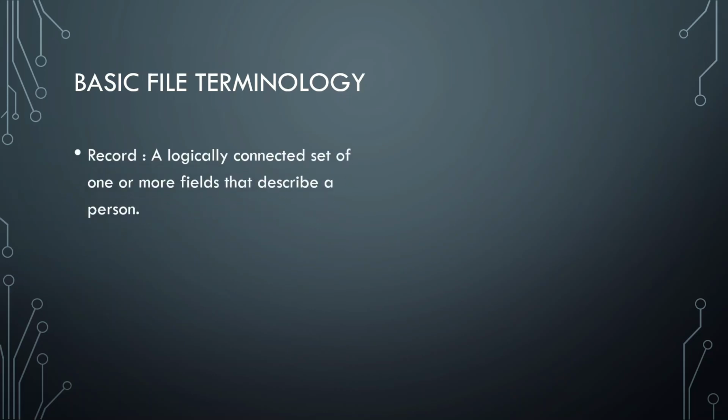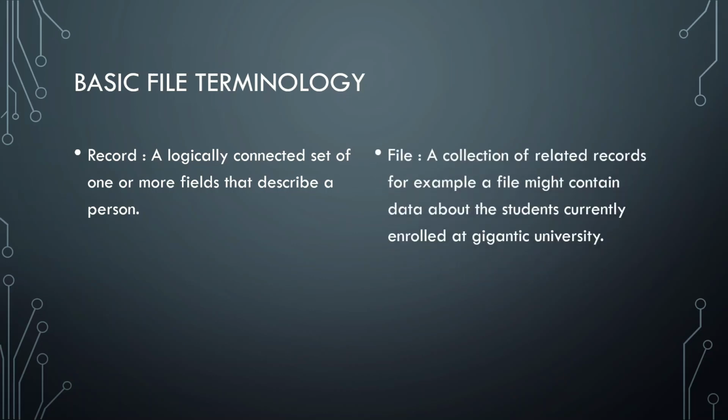Alright, record. A record is a logically connected set of one or more fields that describe a person. So a record stores one or more fields, and those fields describe a person or an entity. So what else? A file. A file is a collection of related records.